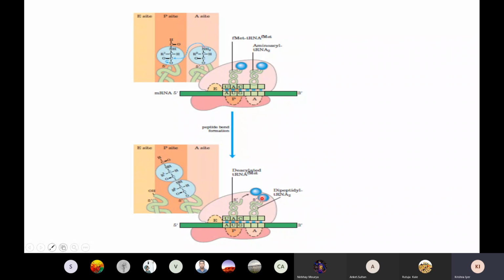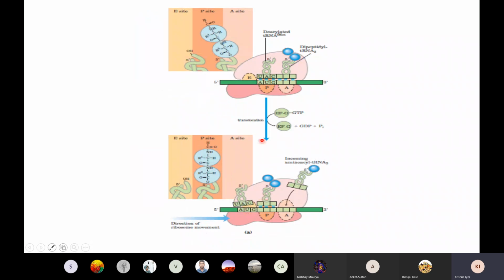As soon as this happens, something beautiful happens. See what happens now. This is where we are. This is the deacylated tRNA, and now the ribosome moves. And when the ribosome moves, something very interesting happens. This initiating tRNA, which initially carried methionine or formyl methionine, now moves to the E site.